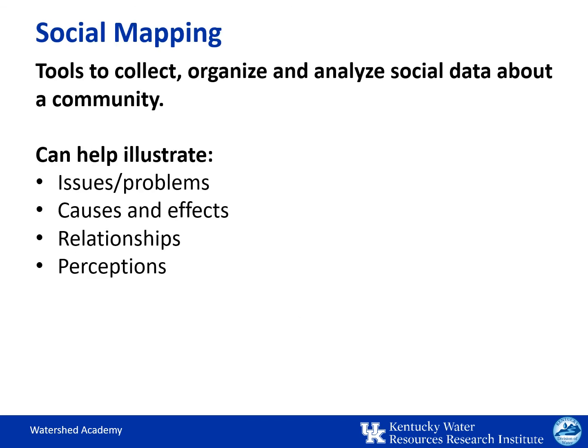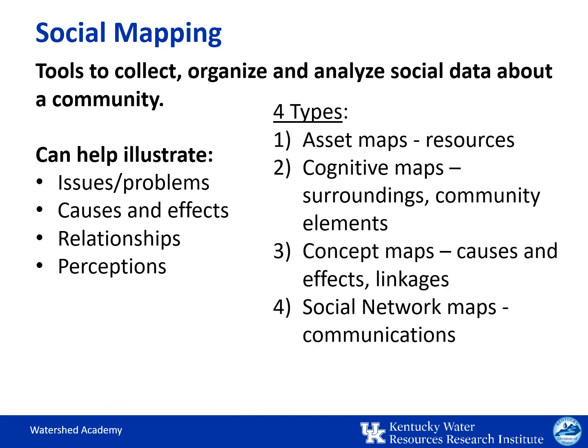Social mapping can be used to create drawings that illustrate social dynamics, such as possible issues and problems, causes and effects, and relationships between organizations and individuals. They can be developed through your in-person gatherings, surveys, or other data analysis. There are four main types of social maps. That is, asset maps, cognitive maps, concept maps, and social network maps. We're going to be taking a look at each of these in kind.